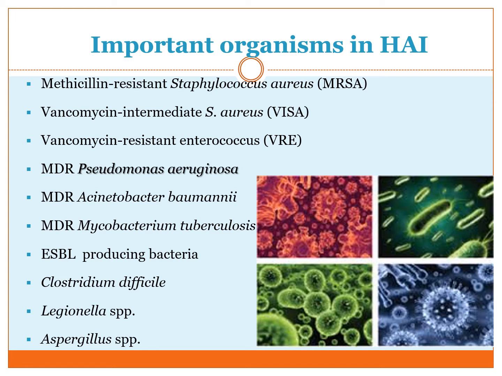Now that we have seen the major types of healthcare associated infections, let us look at the important organisms that cause these infections. They are methicillin resistant Staphylococcus aureus or MRSA, vancomycin intermediate Staphylococcus aureus or VISA, vancomycin resistant Enterococcus or VRE, multi-drug resistant Pseudomonas aeruginosa, multi-drug resistant Acinetobacter baumannii, multi-drug resistant Mycobacterium tuberculosis, ESBL or extended spectrum beta-lactamase producing bacteria, Clostridium difficile, Legionella species, and Aspergillus species.